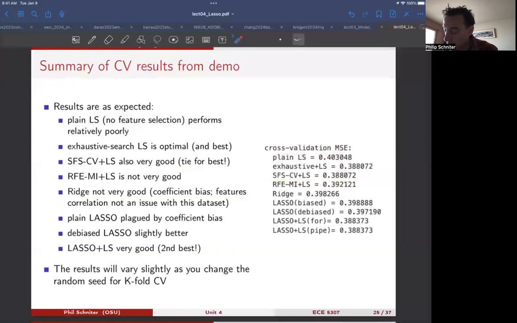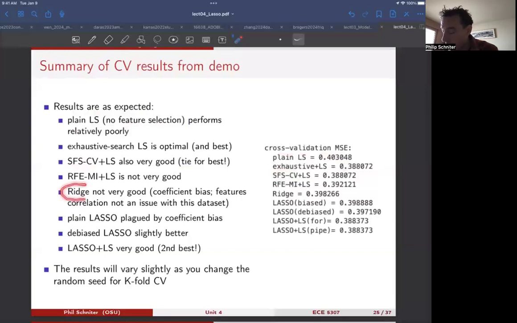We also talked about recursive feature elimination using mutual information. We said that's not usually the best approach. And here we can see that, in fact, it is not doing as well as sequential feature selection or the optimal technique. Then we moved on to talk about regularized methods.